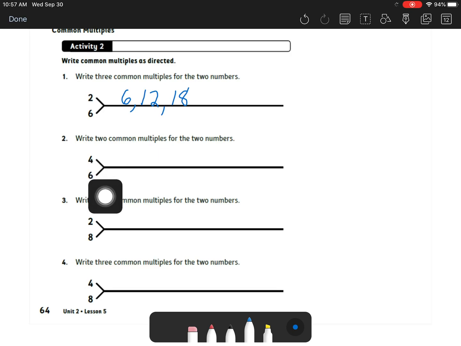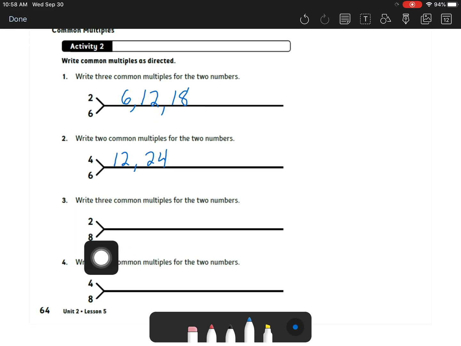Now when I look at these ones, 4 and 6. 6 is not a multiple of 4 because 4 times 2 is 8, right? So it's not 6. But what if I take 4 times 3? That gives me 12. Now is 6 also a multiple of 12? Well, 6 times 2 is 12, so yes it is. So that means we want to go by 12s on this one. 12, 24, I guess it says we only have to do 2 on this one. Okay, 3 common multiples here.